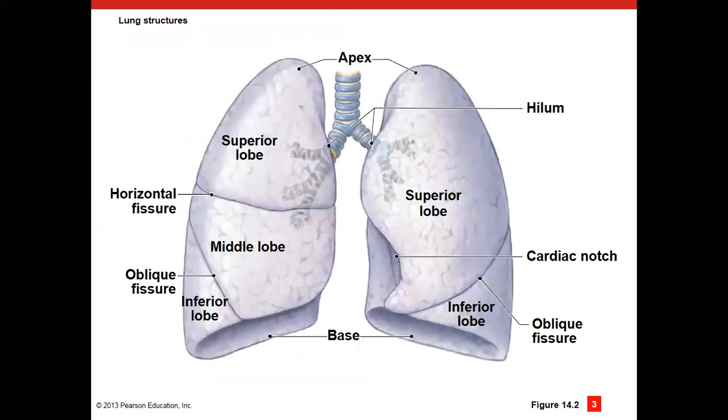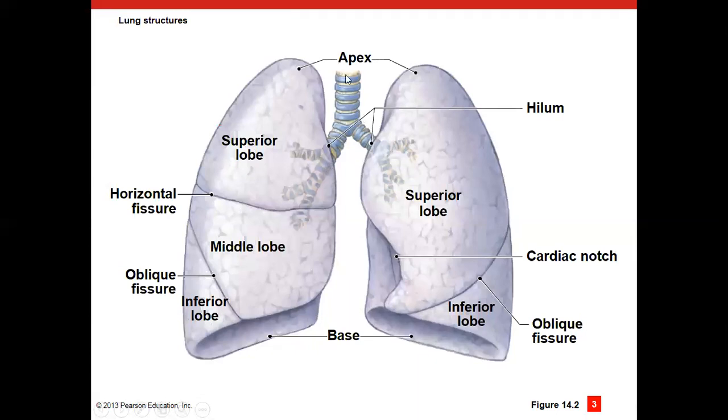So let's talk about those lobes and fissures. Right here is the left lung. Right there's the cardiac notch, so the heart sits right in here. The superior lobe and the inferior lobe of the left lung are divided by an oblique fissure, at an angle, diagonal. And on the right side, the superior lobe is divided from the middle lobe by a horizontal fissure, and the middle lobe is divided from the inferior lobe by an oblique fissure. So there's a right and a left oblique fissure, but there's only a right horizontal fissure.